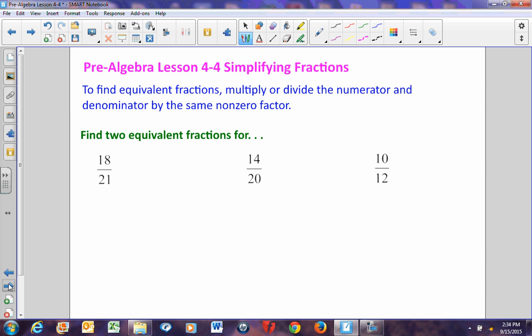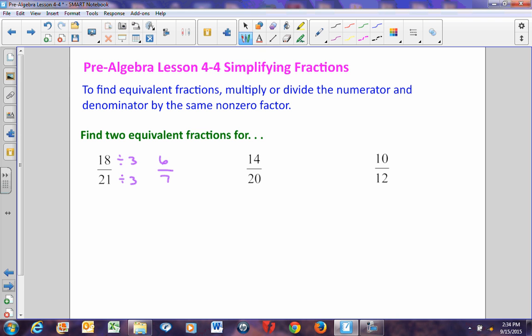For example, if I look at 18 over 21, the first thing that comes to mind is that I'm going to reduce it to lowest terms first. I know 18 is divisible by 3, and I know 21 is divisible by 3, so I'm going to divide both of those by 3. 18 divided by 3 is 6, 21 divided by 3 is 7. So there's one equivalent fraction. It happens to be the simplest form of that.